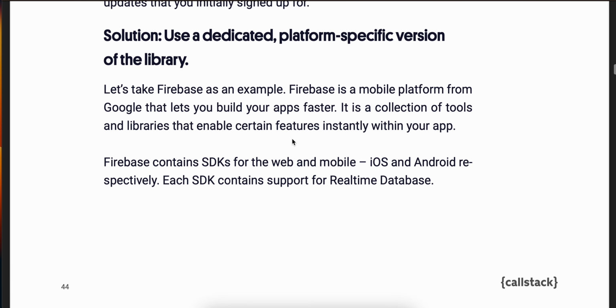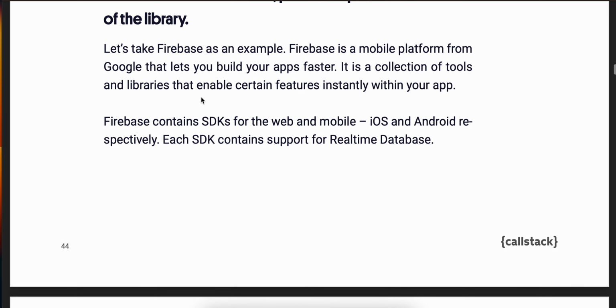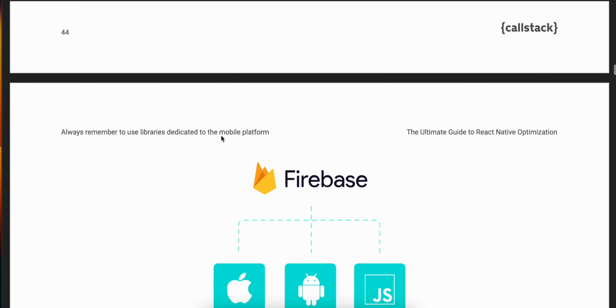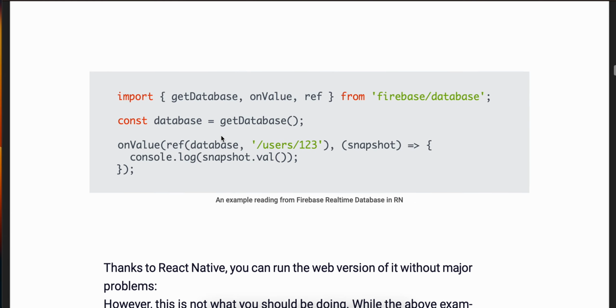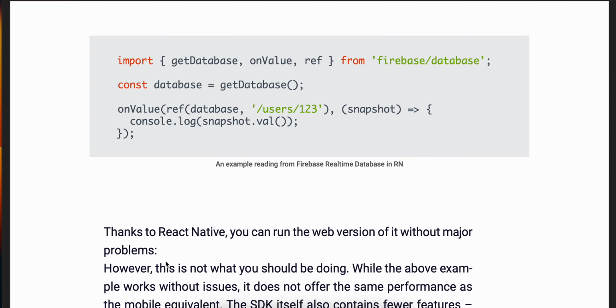Let's take Firebase as an example. Firebase is a mobile platform from Google that lets you build your app faster. It is a collection of tools and libraries that enable certain features instantly within your app. Firebase contains SDKs for the web and the mobile, iOS and Android respectively. Each SDK contains support for a real-time database. Thanks to React Native, you can run the web version of it without major problems.